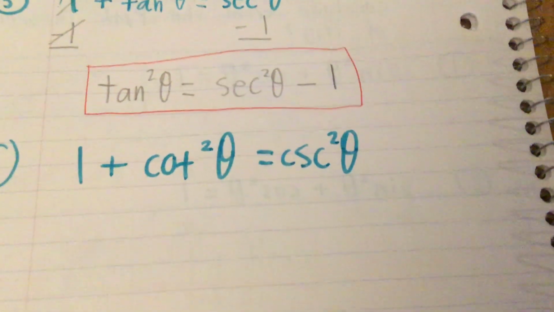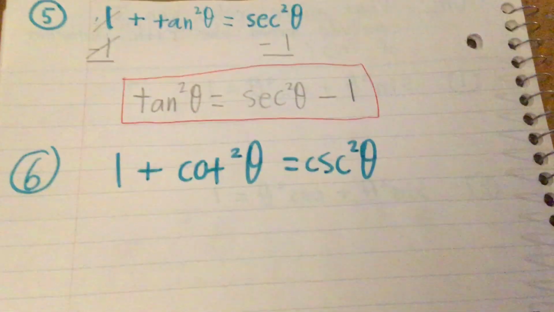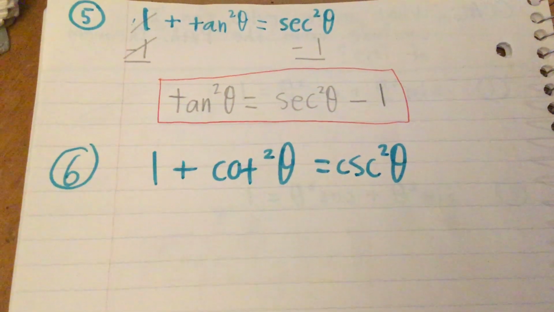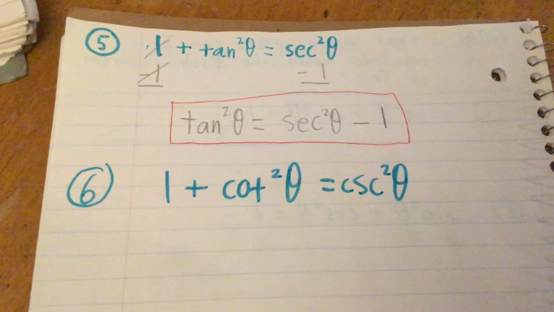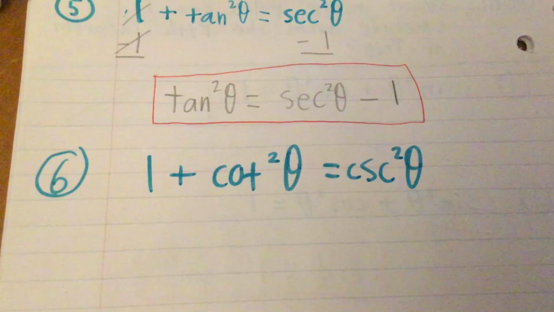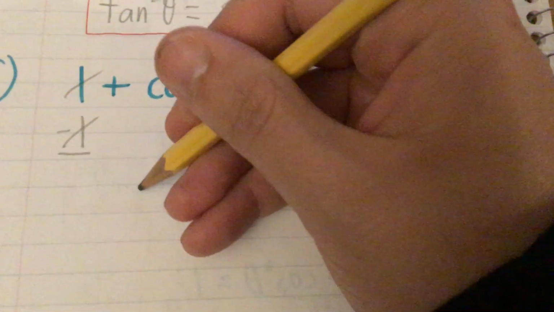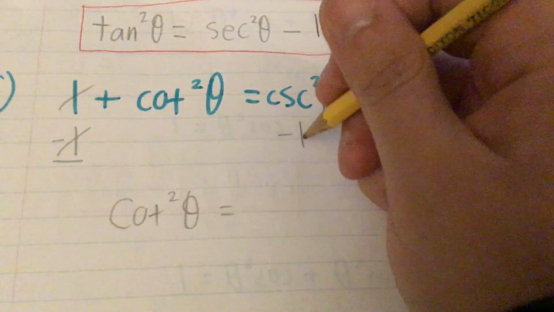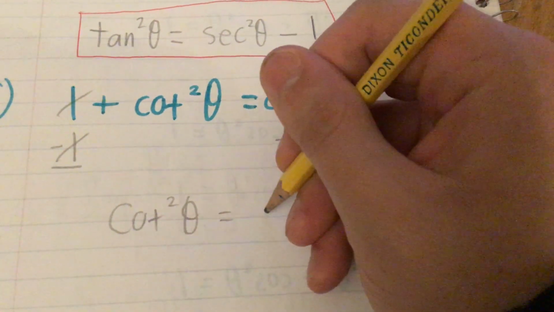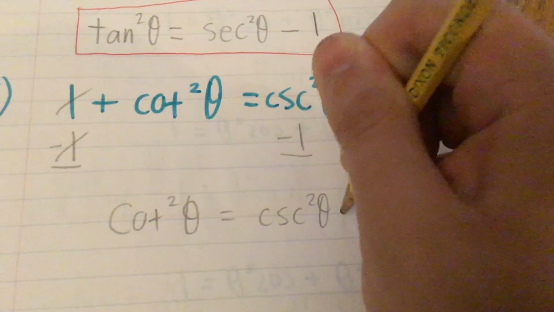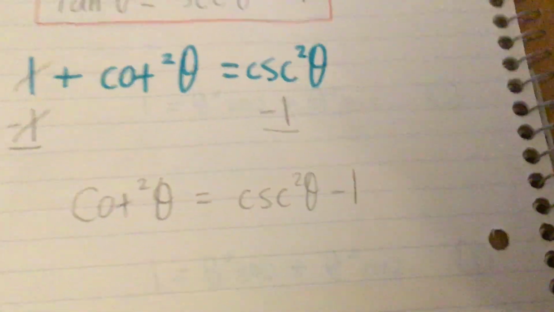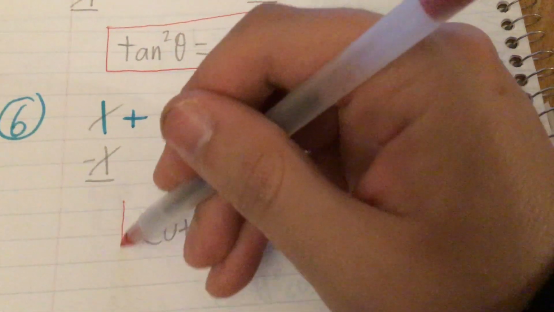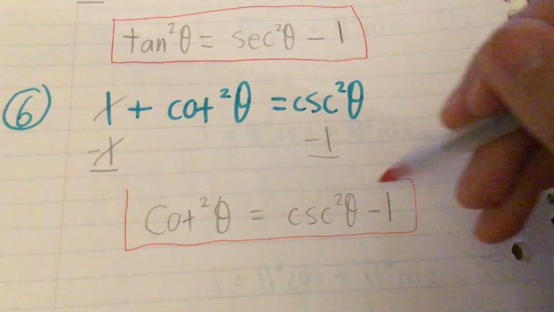Okay. So how do I get cotangent squared of theta isolated in this case? I'm going to subtract 1 from both sides. Now let's see what happens when I get cotangent squared isolated. Cotangent squared of theta is equal to cosecant squared of theta minus 1. And finally, we have our sixth corollary from the Pythagorean theorem of trigonometry.